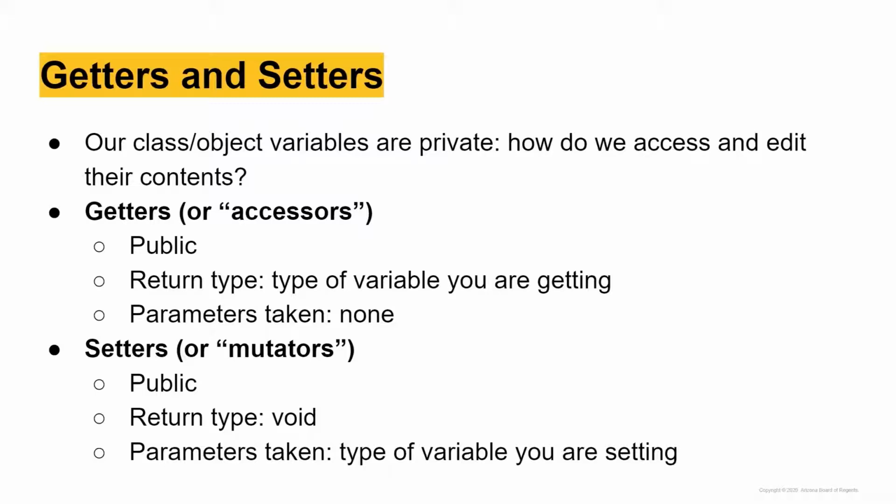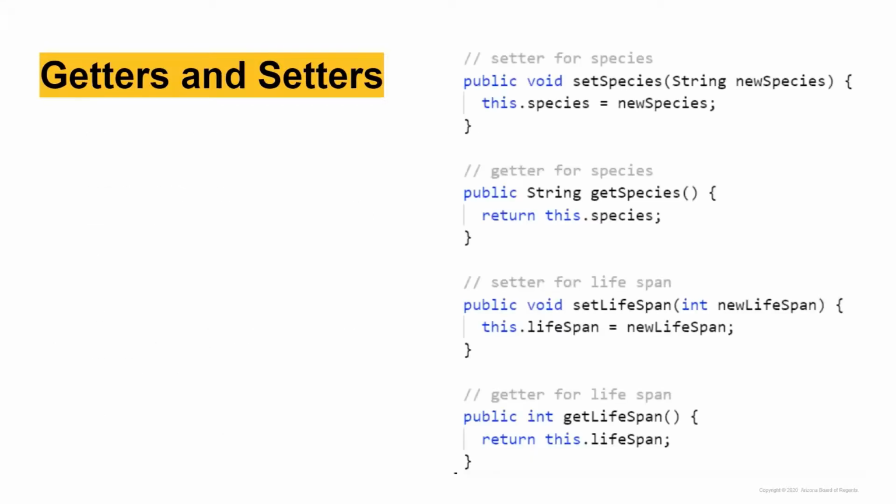Setters are kind of the opposite. You can set that variable to a certain value. So there's no return type, it's just void because it's not returning anything, you're just editing it. And the parameter taken is the type of variable you're setting. So we'll see that here.